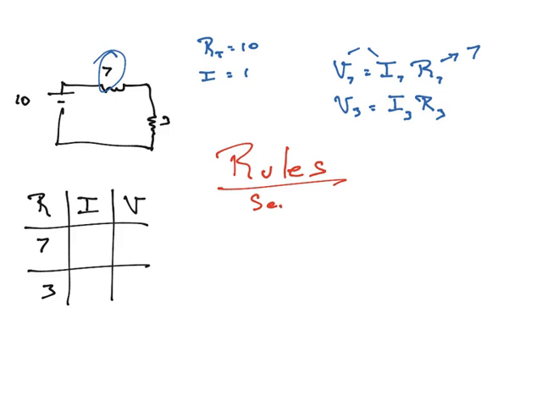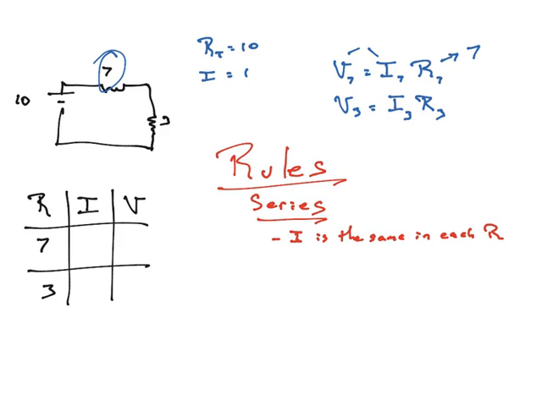We'll talk series first. If we have resistors in series, like this, we have the 7 and the 3, they're connected in series, so this would count. If we have resistors connected in series, then the first thing to know is that the current is the same in each resistor. Okay? And of course, this makes sense.